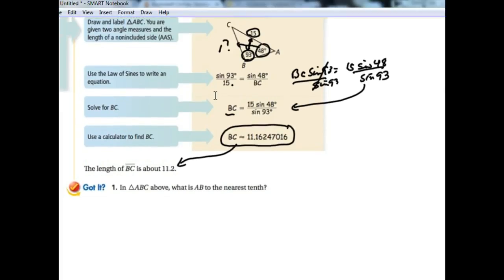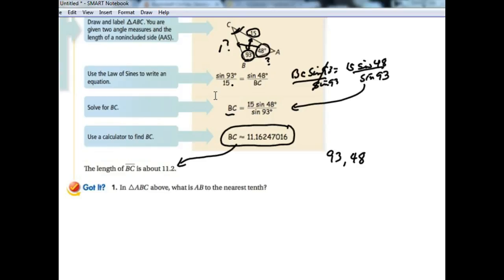Number 1 here says, in that same triangle, what would AB be to the nearest tenth? Now, AB is this side right here. So that means that to be able to do this, we've got to know this third angle. It wasn't given to us, but that doesn't mean it can't be found, because if you have 93 as one of your angles and 48 as the other, you would add those two angles together and subtract from 180, because the three angles of a triangle always add up to be 180.